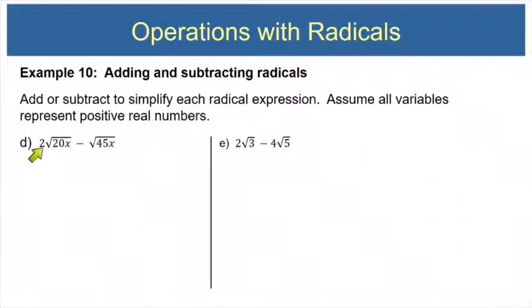In part D, we have 2 times the square root of 20x minus the square root of 45x.